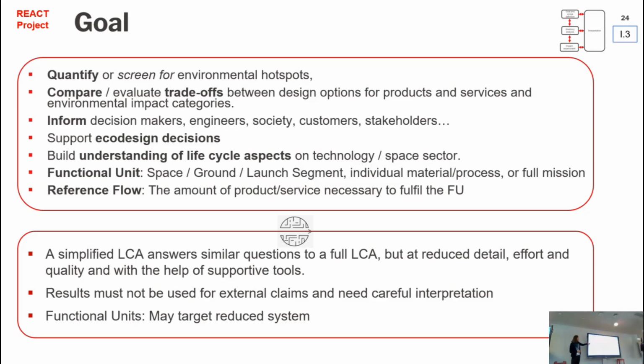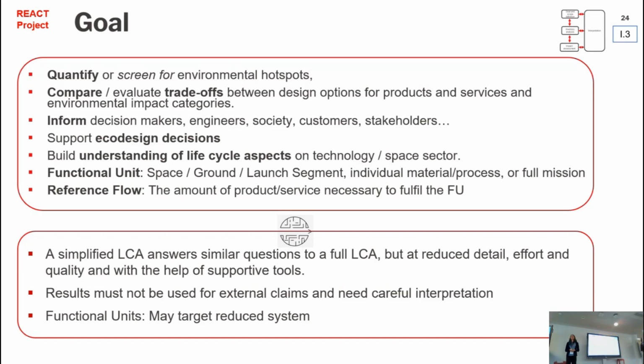In the goal, we also set the so-called functional unit, which gives us the comparison basis. This can be set for the space or ground or launch segment specifically, or for individual project materials. So should we use, again, the bio-based material, or it can also be set for a full mission. So we can say we want to look at the environmental impacts of a full mission. And the reference flow then gives the amount of products or services which are necessary to fulfill that functional unit.